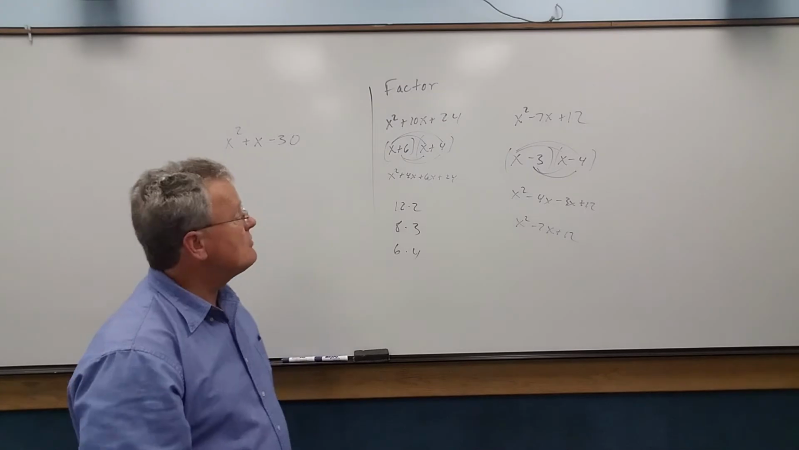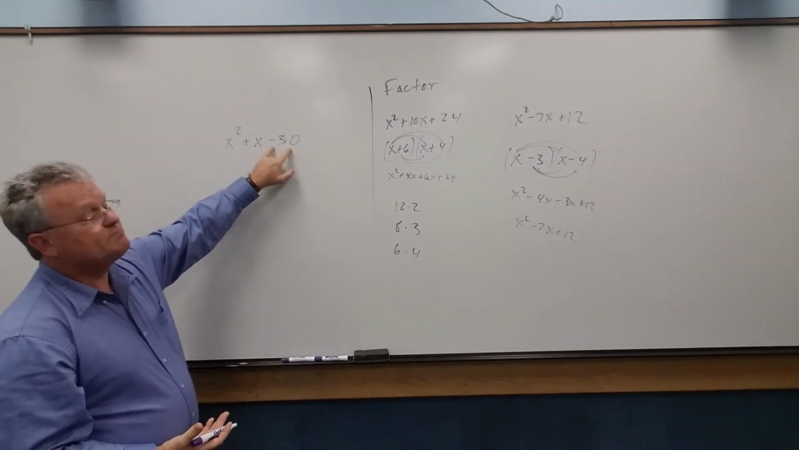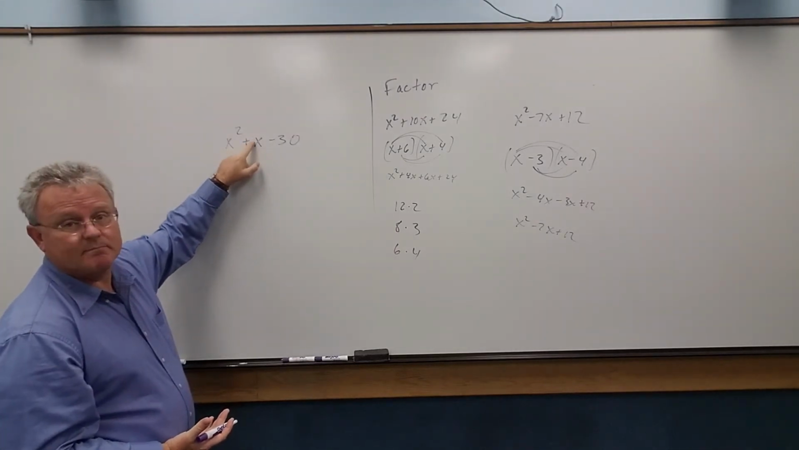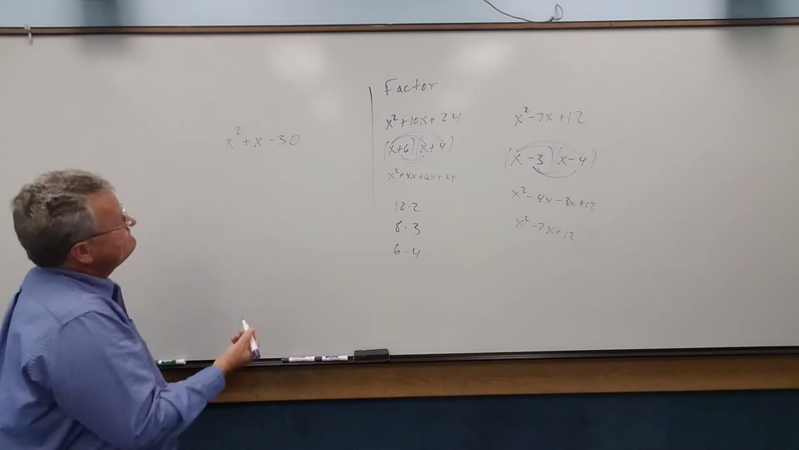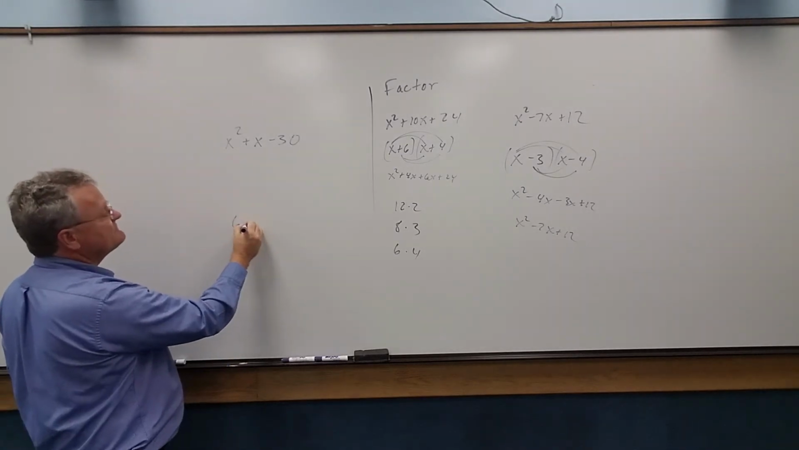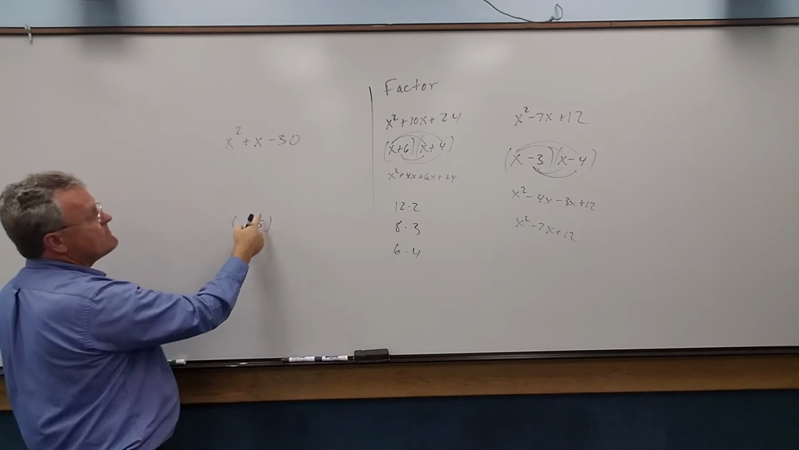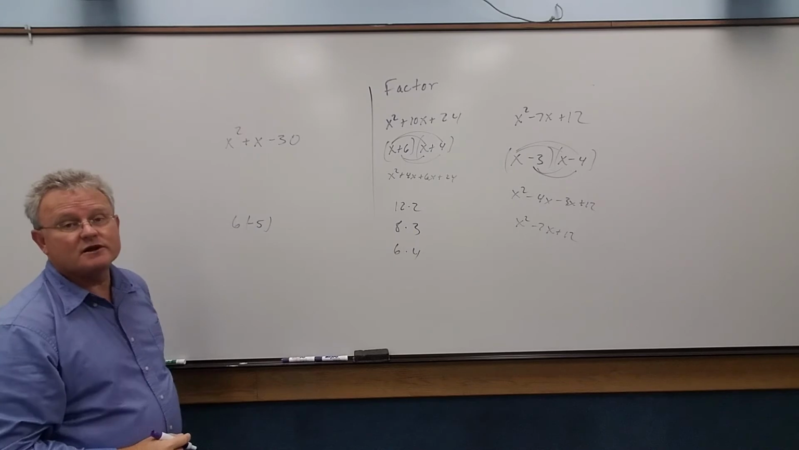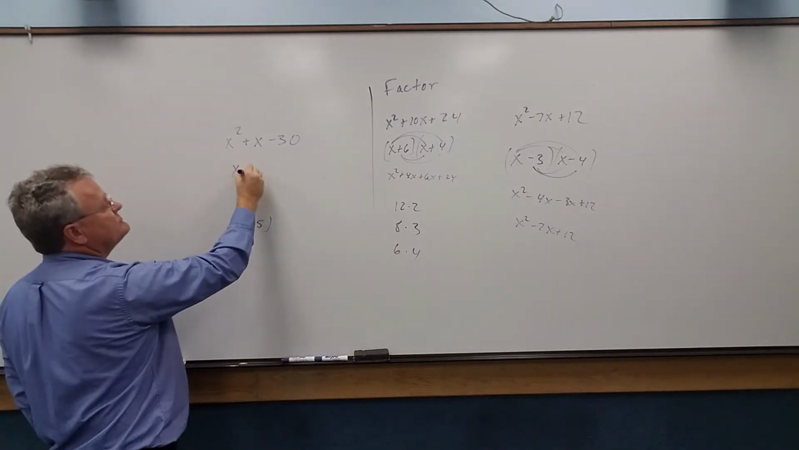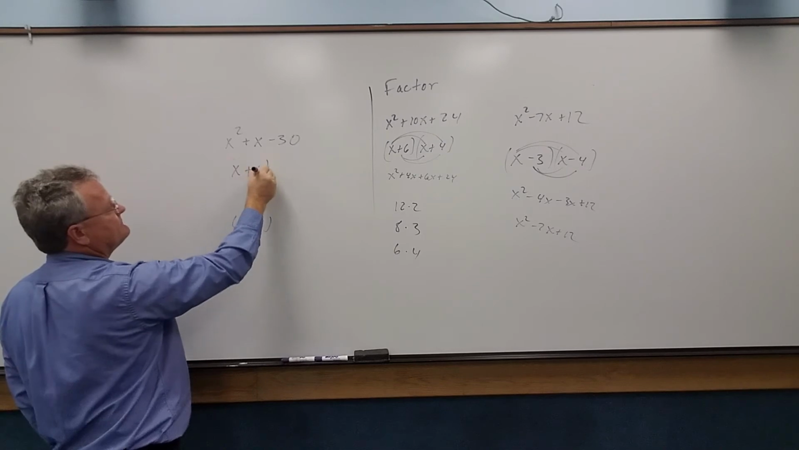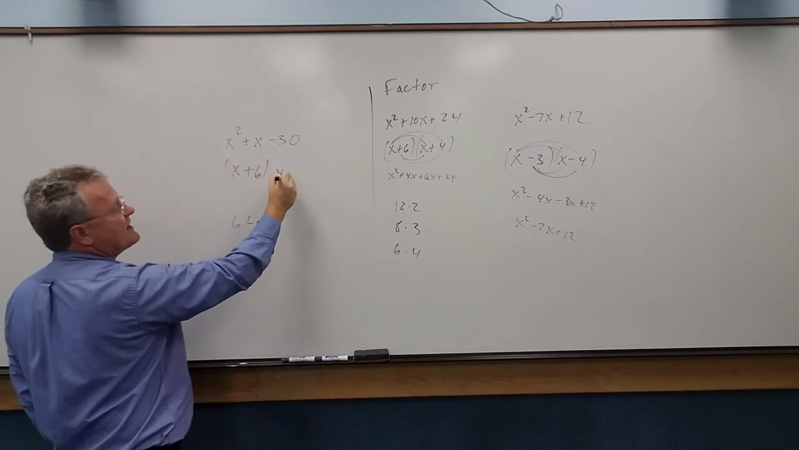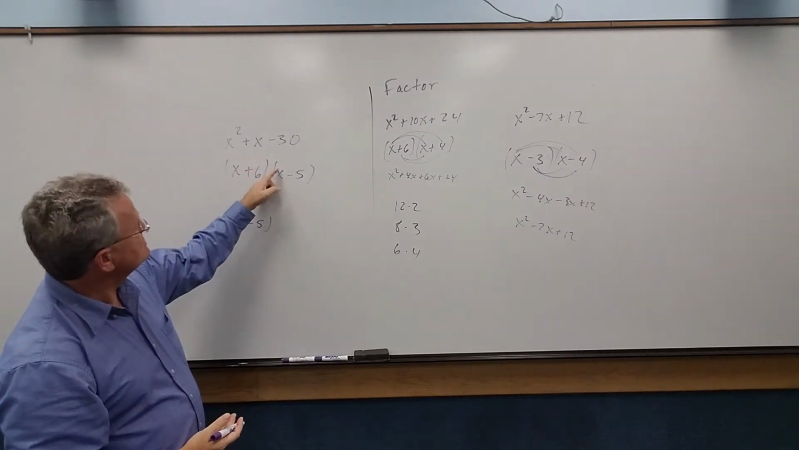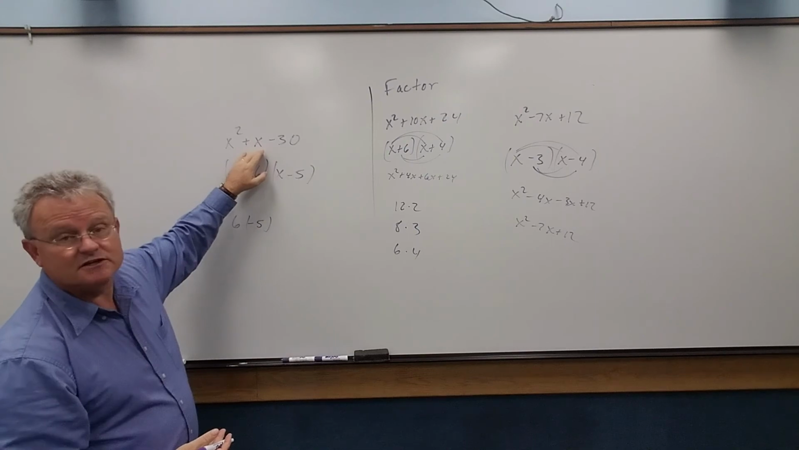Well, we have to figure out what two numbers multiply to negative 30, but add to, now the coefficient of x here is really positive 1, so they add to 1. Our numbers are positive 6 and negative 5: they multiply to negative 30, and add to positive 1. So therefore, this factors to x plus 6 times x minus 5. And that's our answer. Again, you could check this, multiply this out, and it's going to take you back to there.